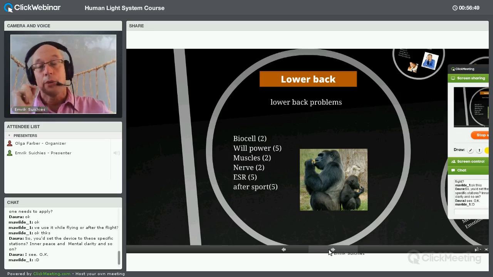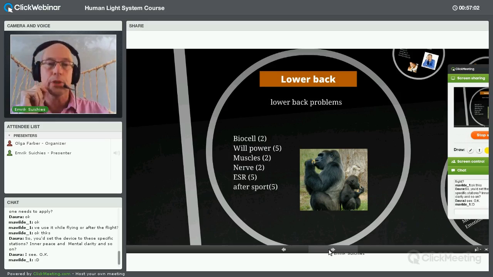Then we used willpower, which is related to the second chakra, muscles, nerves. ESR. ESR is emotional stress release. It brings down the stress level not only of the person, but also of the tissue. And when you have a lot of pain, then you have to release that problems from your tissue. And then we used after sport for 5 minutes to adjust all the different tissues.